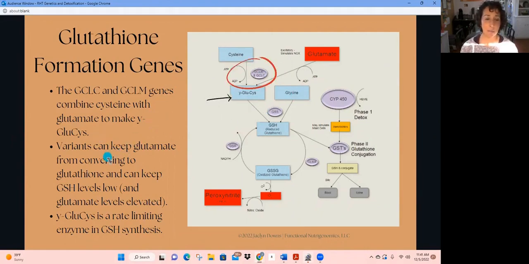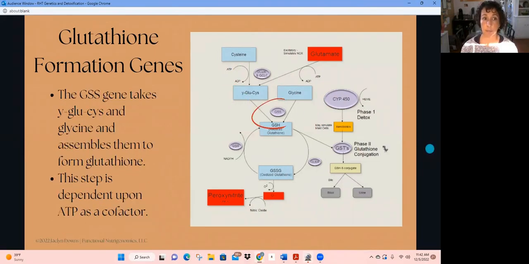And then variants can keep glutamate from converting to glutathione, and that can keep glutathione levels low, and that's also going to keep the glutamate levels high, which glutamate's an excitatory neurotransmitter. It makes our brain fire, but too much causes inflammation and causes anxiety and sleep issues and all kinds of stuff like that. So we want to make sure our glutamate levels aren't too high and that our glutathione levels are good. So this gamma-glu-cis right here is the rate-limiting enzyme in glutathione synthesis.